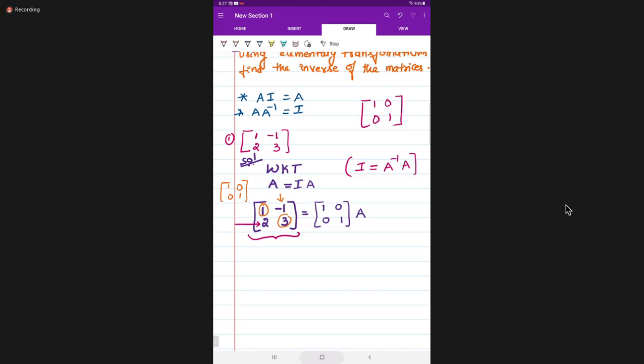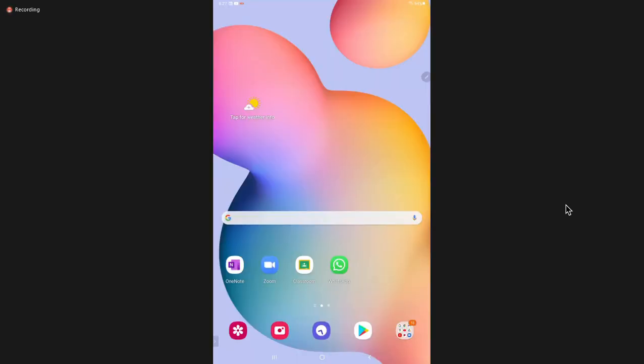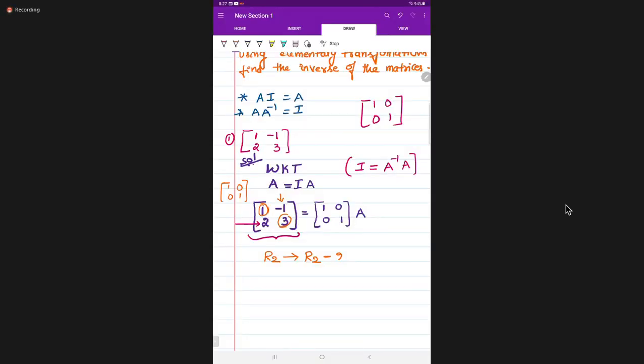We can write R2 implies R2 minus 2 into R1. Then you can get 0 in the second row first place. Tell me the answer. So first row, write as it is: 1, minus 1. Now apply on the second row. Tell me, students, what do you write here? R2 implies second row.